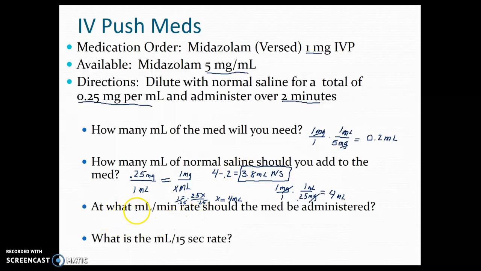Now it asks me at what mL per minute rate should the med be administered. Well, we know that in our syringe we would have a total volume of 4 milliliters. Some of that's the medication, some of that's the normal saline. At the beginning, we noted in the problem the directions said to administer over 2 minutes. So I'll divide that by 2 minutes, and I end up with 2 milliliters per minute.